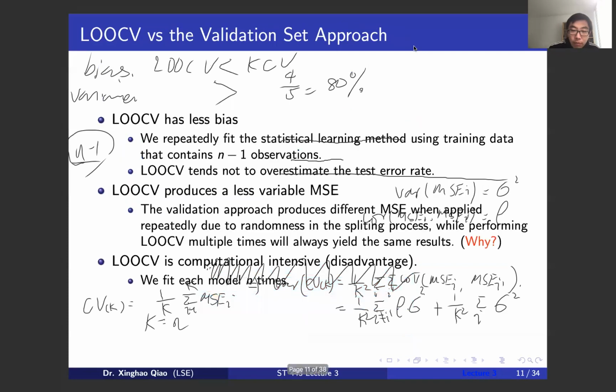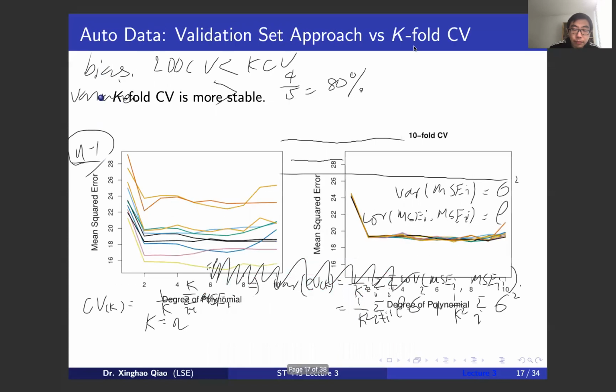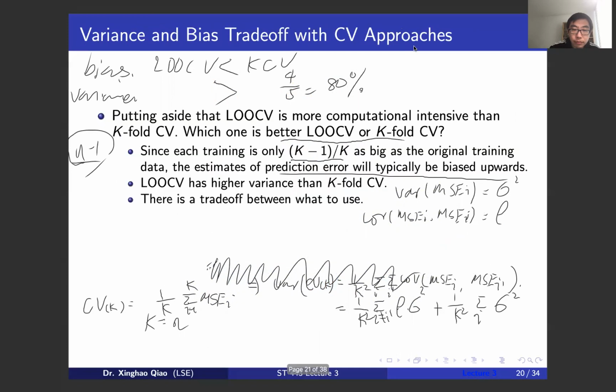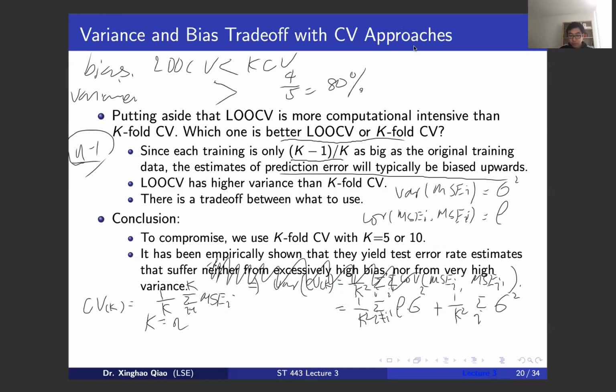From that perspective, if we consider LOOCV here, this rho will be quite close to 1. If it is 1, that is the extreme case, meaning that the correlation between MSE_i and MSE_i prime for i not equal to i prime, they are almost perfectly correlated. So rho will be equal to 1.